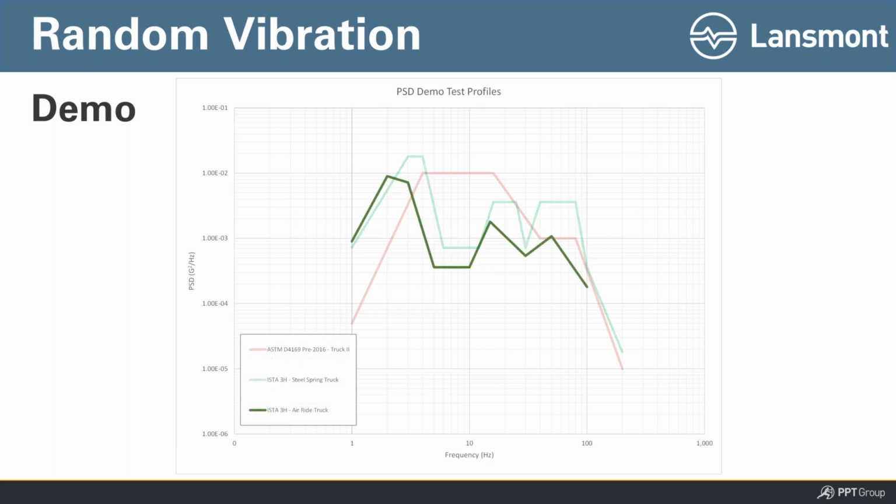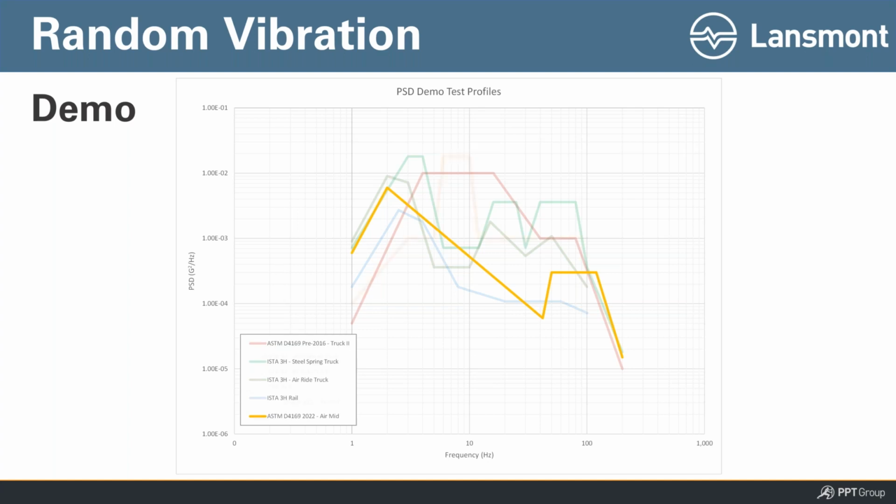Going to run the air ride, ISTA 3H air ride truck profile. You can see again differences between all three of those, right? As far as what they look like from a test profile, and then we'll look at whether that has any implications on what's being tested on a machine. The ISTA 3H rail profile is pretty significantly different. Then the new air profile, ASTM 4169 2022 air profile. And then I'm just going to play around.